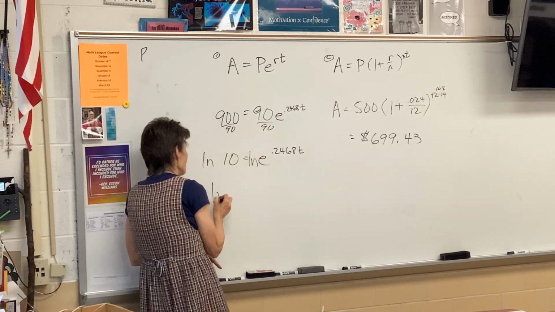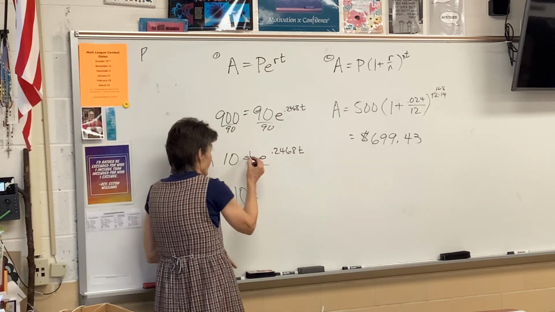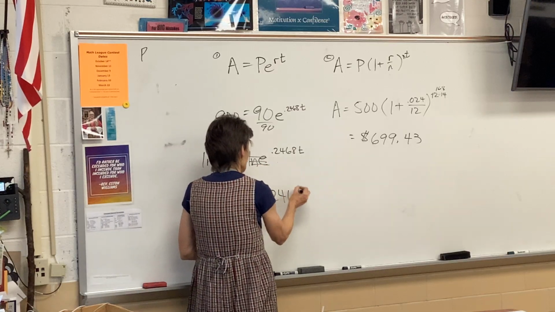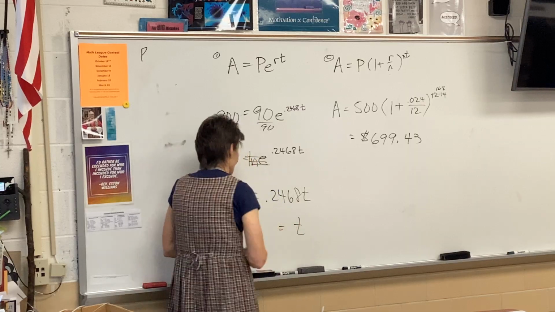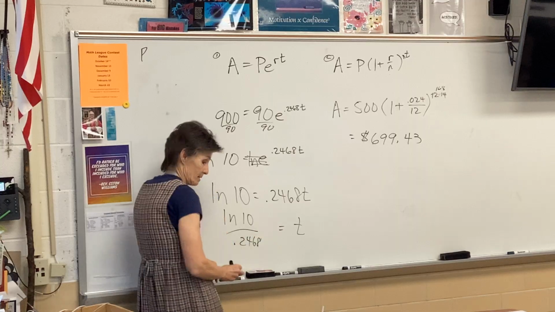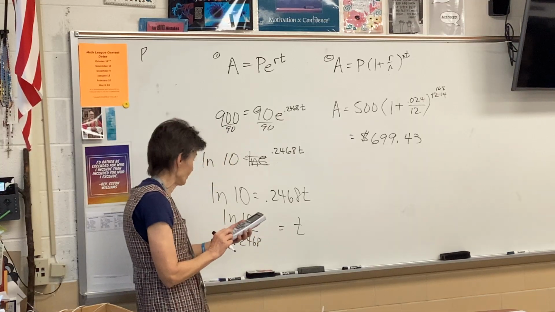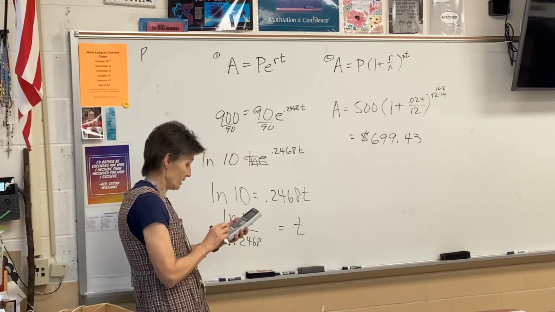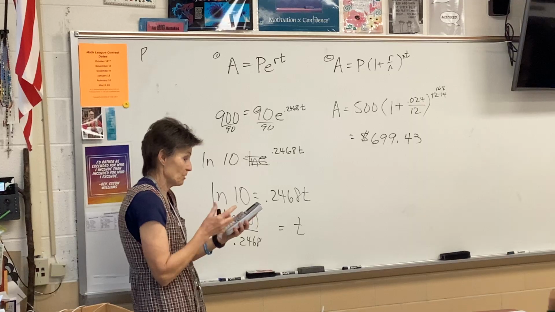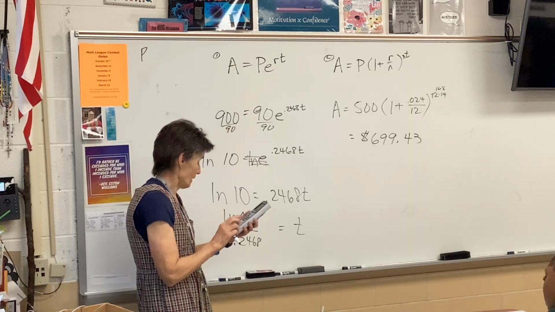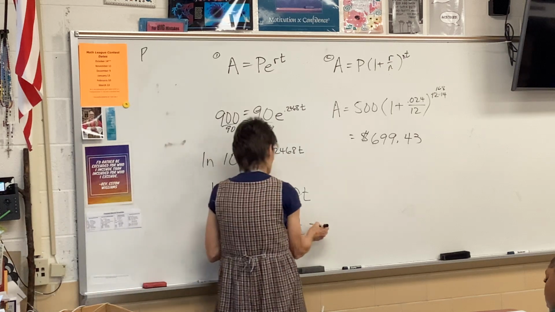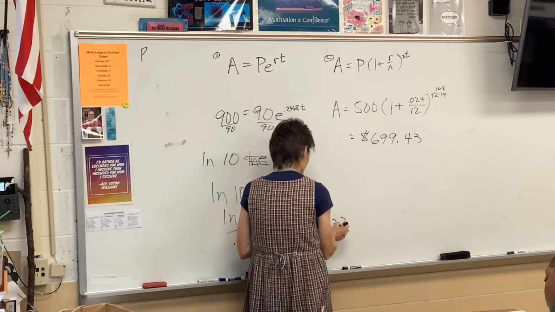Now, what is the beauty of that? That cancels. So, 0.2468t. And I'll just take my calculator out, divide by that, and that will be my answer. So, ln 10, do not forget to close the parentheses here, unless your calculator does it automatically. Divided by 0.246. So it looks like 9.33.